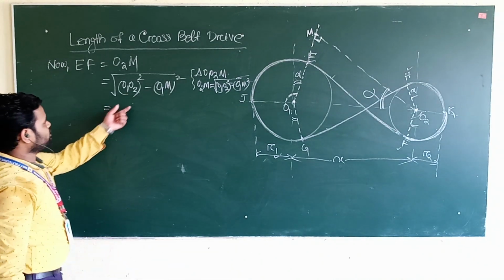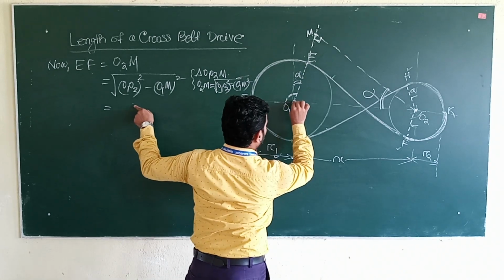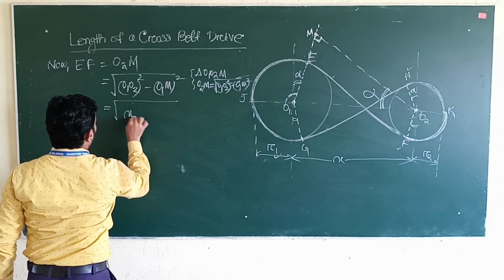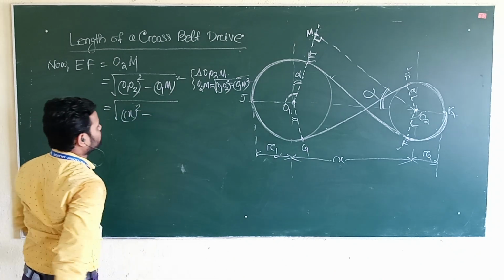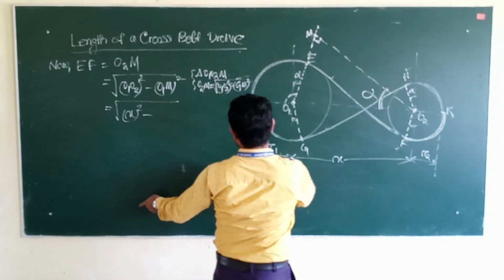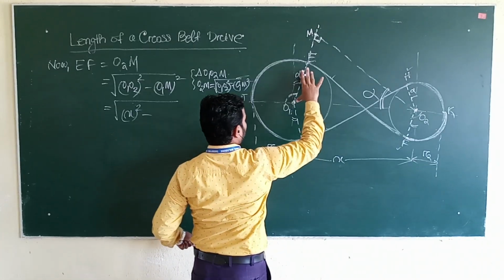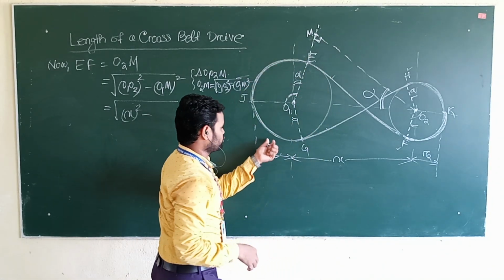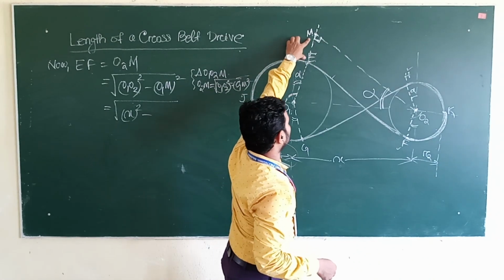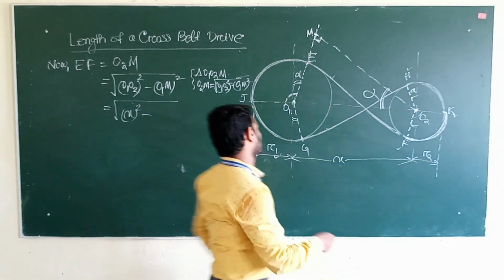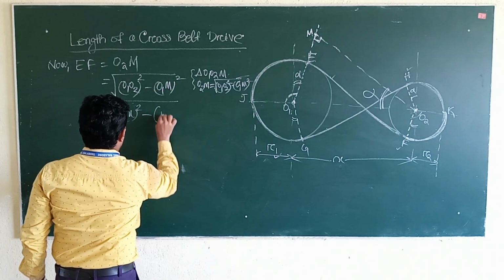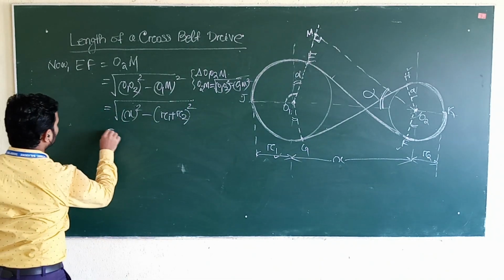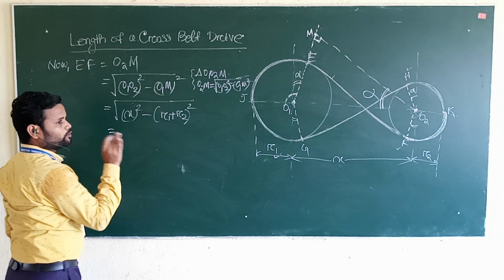What is the value of O1O2? Previously we have already known that the distance from O1 to O2 is small x. So here you can write x square minus O1M square. We have calculated O1M: O1M is equal to O1E plus EM. O1E is the radius of the larger pulley R1, plus EM, the radius of the smaller pulley R2. So in place of O1M we can write (R1 plus R2) square.